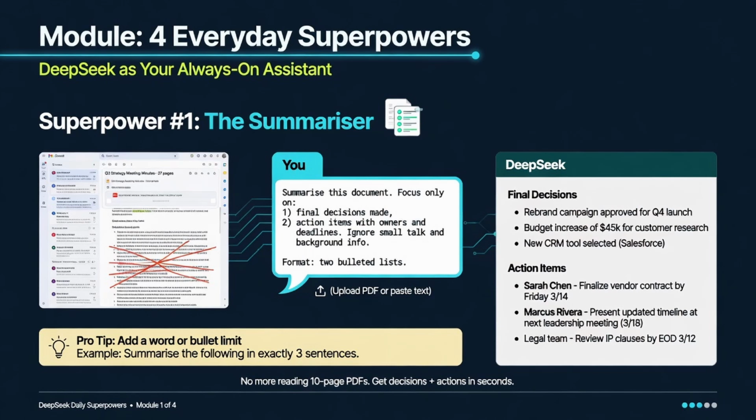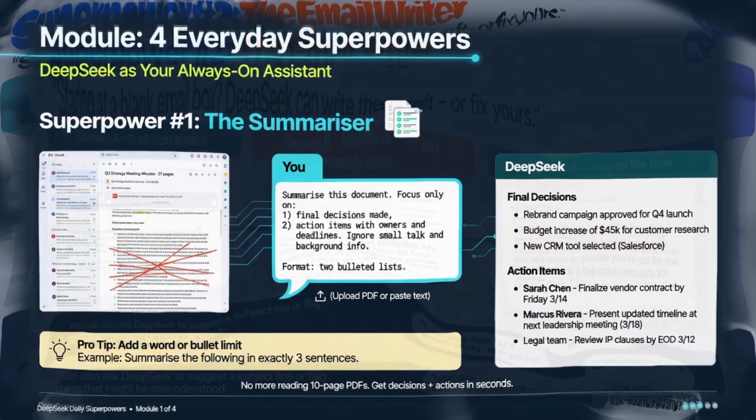You can also summarize without a file. Just paste any long text directly into the chat. Pro tip. Add a word or bullet limit. Example. Summarize the following in exactly 3 sentences.